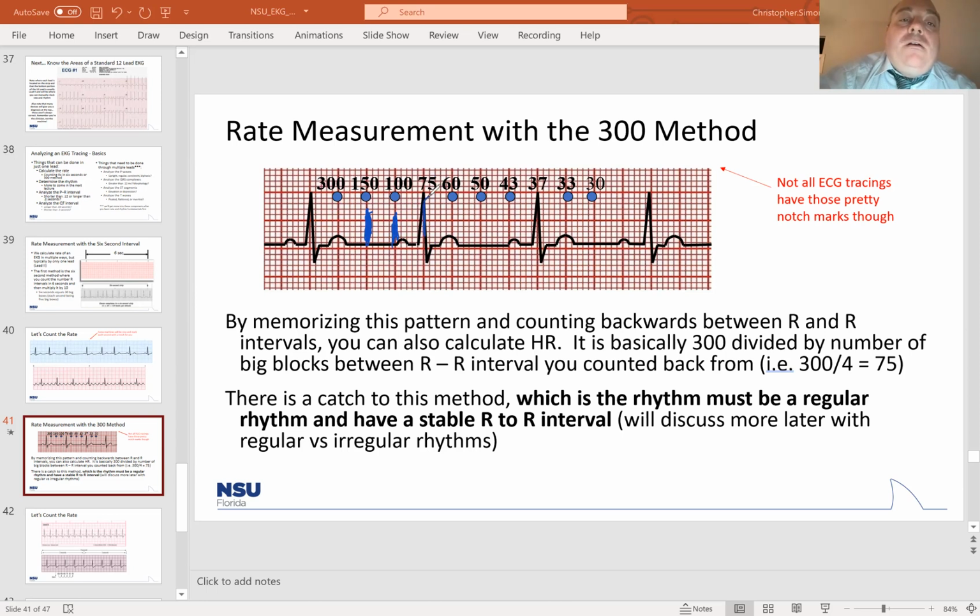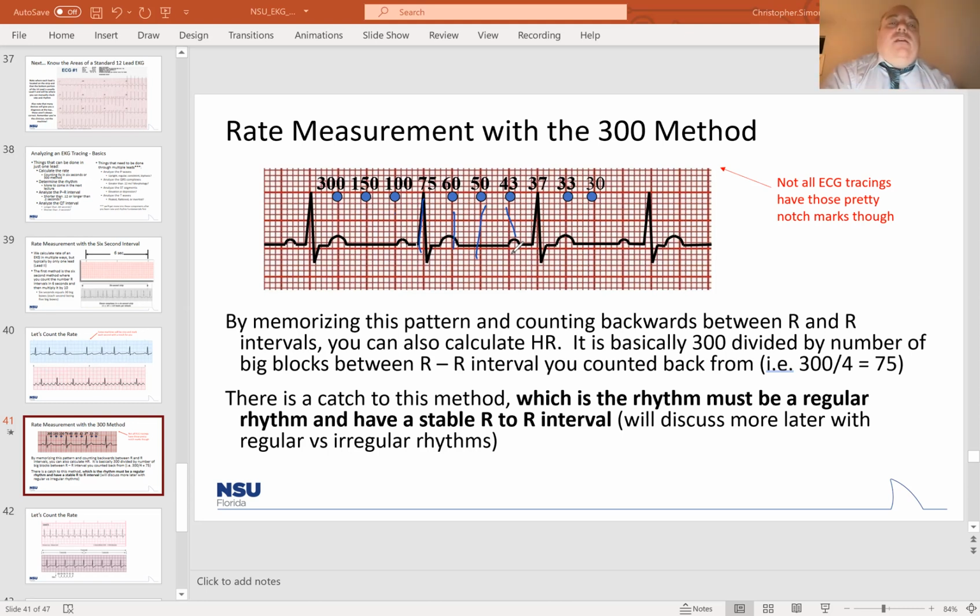If it fell right here, which it does in this particular case, you could say the heart rate's 75. Right here, 60. Right here, 50. Right here, 43, so on and so forth. You get the point here, okay? So that's pretty much the 300 method.